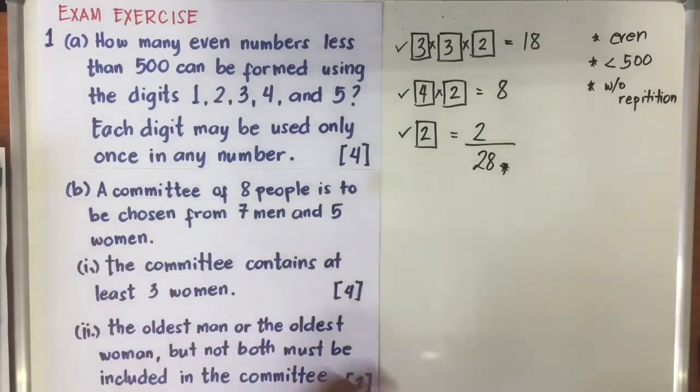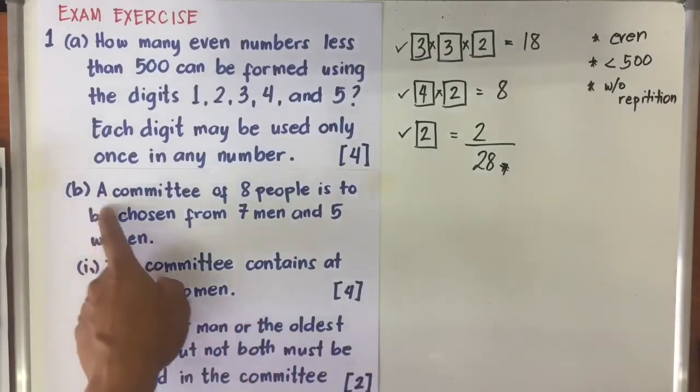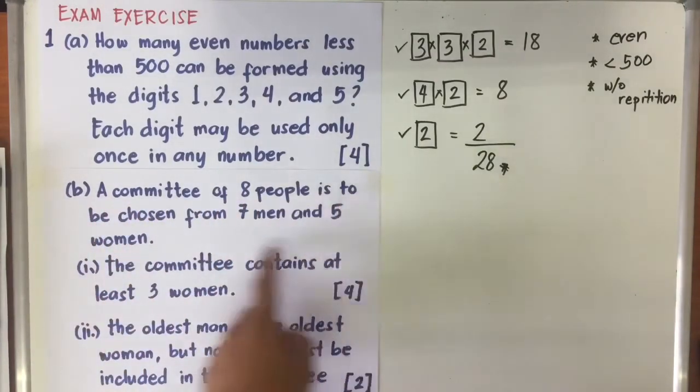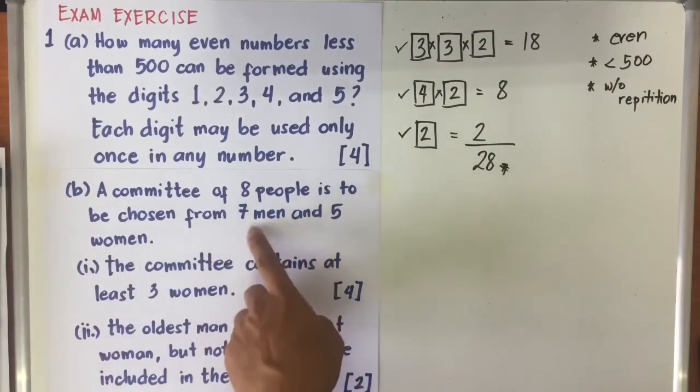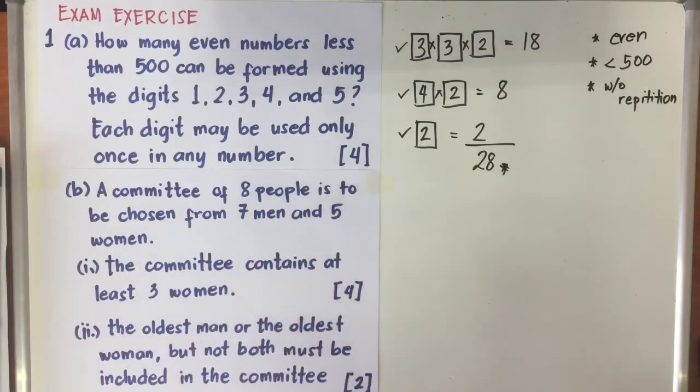Next, let's go to letter B. Letter B: a committee of 8 people is to be chosen from 7 men and 5 women. Total, 7 plus 5, there are 12 people. Okay, so I have 12 options. Next, I am going to fill in 8 slots to complete the committee.